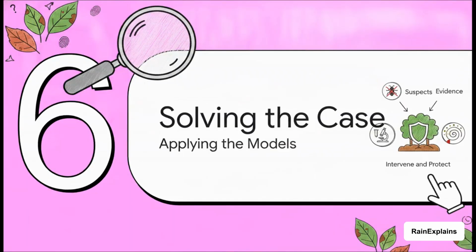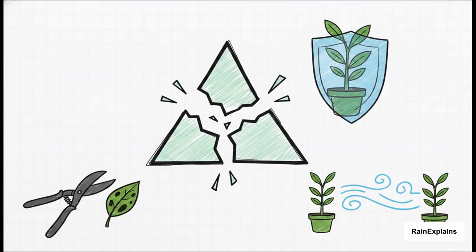Section 6. Solving the case, applying the models. By combining our investigative steps with our conceptual models, we literally have everything we need to solve the case. We've categorized the suspects, we've gathered the evidence, and we've analyzed the patterns. Now we use all this knowledge not just to point fingers, but to actively intervene and protect the rest of the garden. The ultimate goal of this entire explainer is to show you how to break the disease triangle. Because remember, if one side falls, the disease fails.